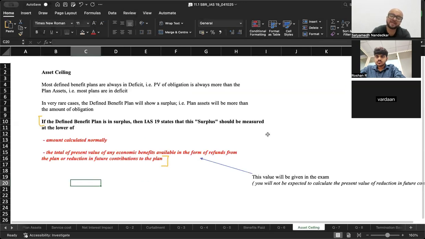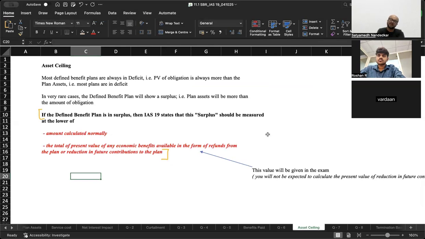Now, one concept of asset ceiling. Asset ceiling basically again stems from the prudence principle. Don't overstate your income or asset. Usually what happens is most pension plans are in deficit. That is, the amount of obligation is greater than the amount of asset. There could be rare cases where the asset value is greater than the obligation. Now, if the defined benefit plan is in surplus, that surplus should be measured at the amount calculated normally, that is, value of obligation minus the value of asset, or the total of present value of any economic benefits available in the form of refund from the plan or reduction in future contributions to the plan.